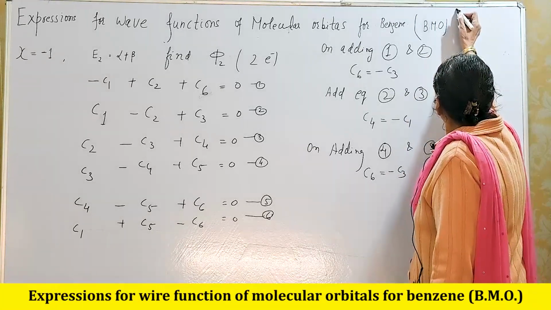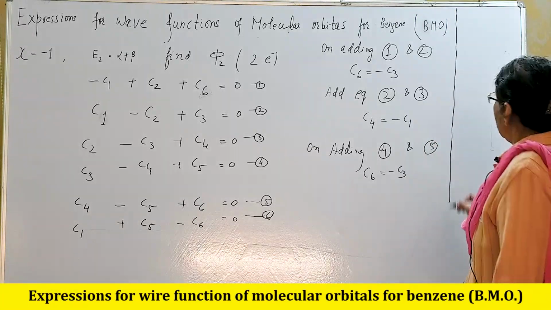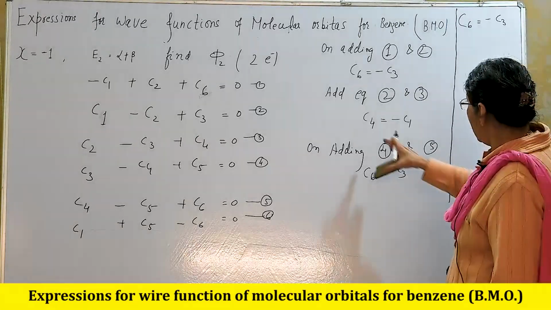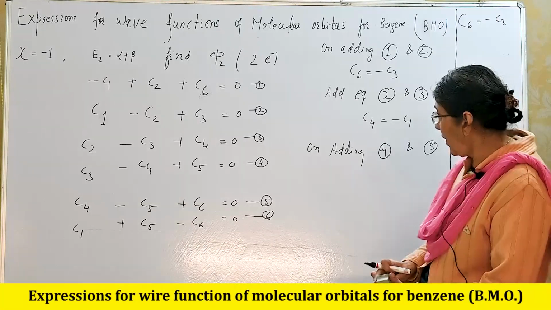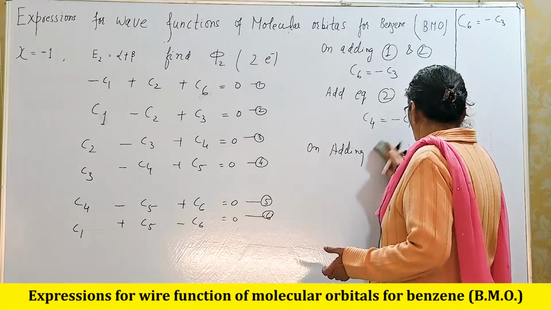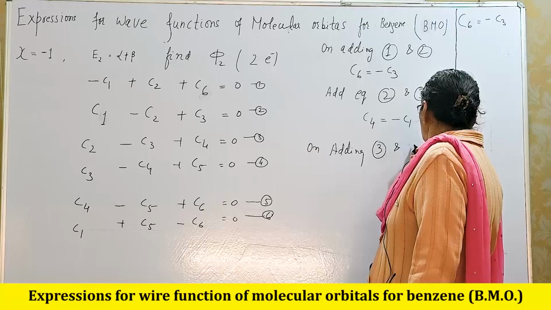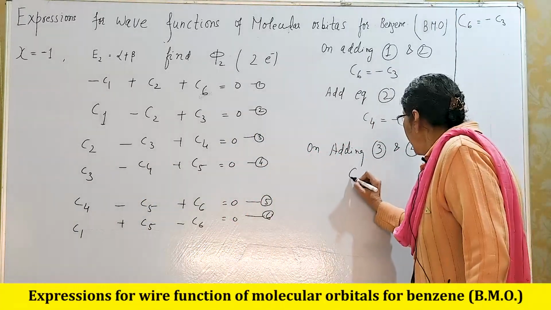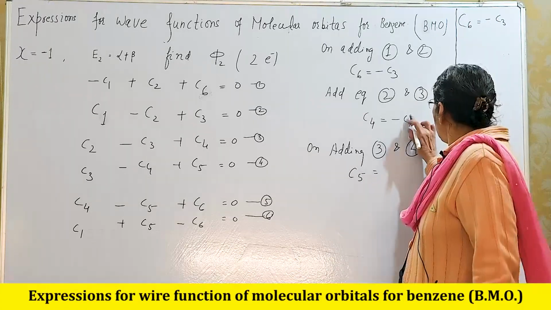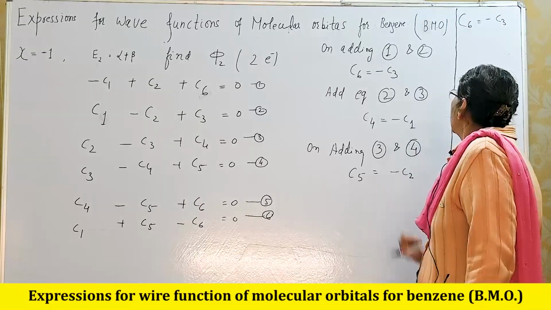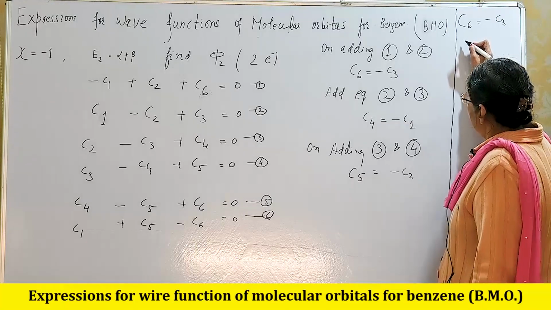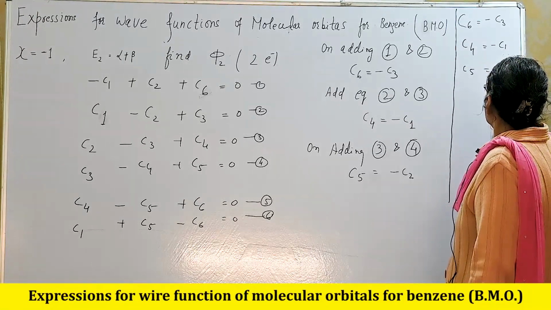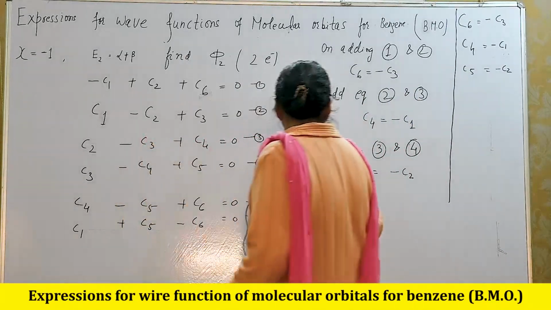So we keep these values here, that C6 is equal to minus C3, C4 is equal to minus C5, and if we add 3 and 4, then C4, C4 cancel, C3, C3 cancel, we get C5 is equal to minus C2. So C6 is equal to minus C3, and C4 is equal to minus C1, and C5 is equal to minus C2. So this we can note.